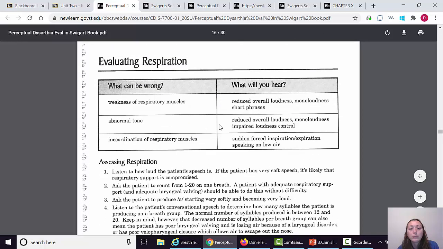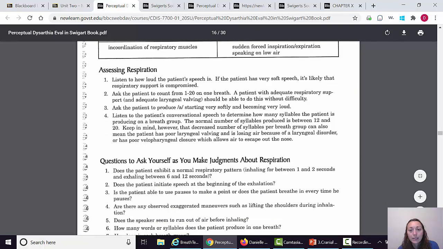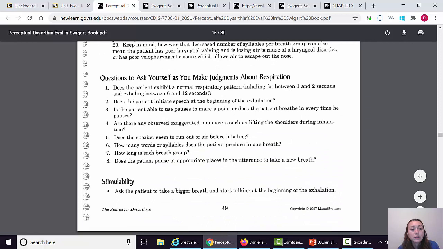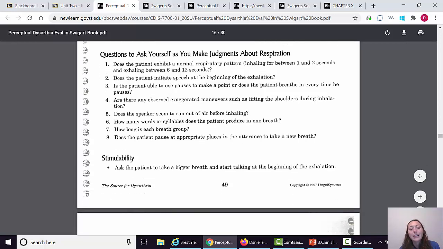We're going to look at respiration, what you might perceptually hear, what could be wrong. How do we assess respiration informally? What are some general norms? What are some questions you want to ask yourself as the clinician to see if there's any areas? And then if respiration's in deficit, what do I do for stimulability?